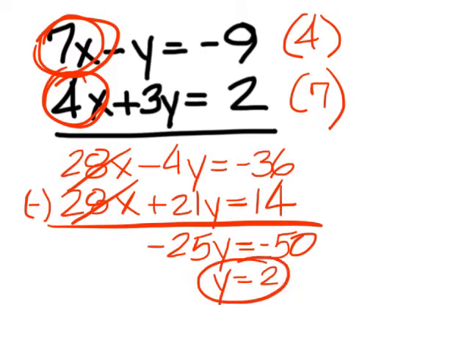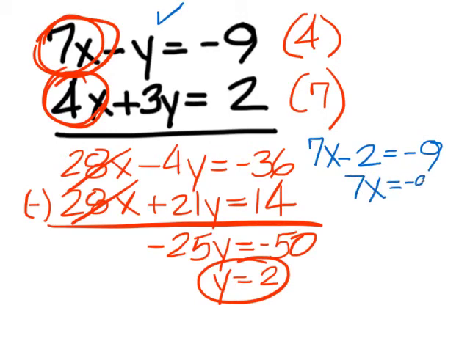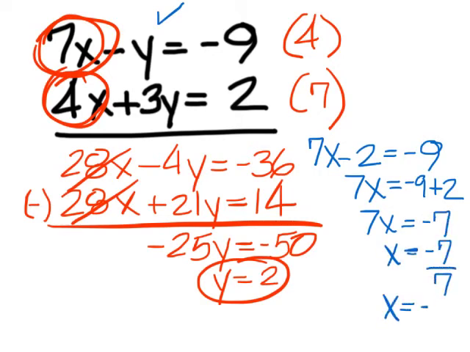Now we plug that in for y in one of the two original equations. I'm going to choose the top one. So 7x minus 2 instead of y. And move that minus 2 to the right. Change it to plus. That's a negative 7. Divide by 7 to get negative 1. And you must write your answer as (negative 1, 2).